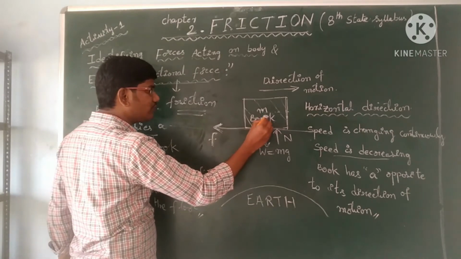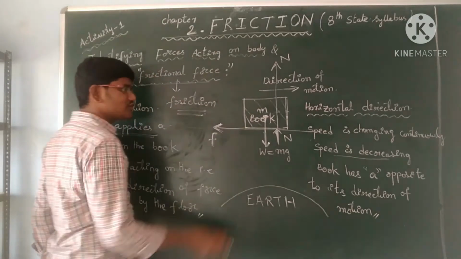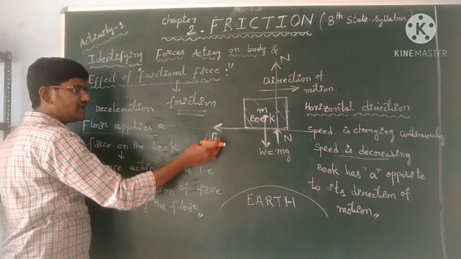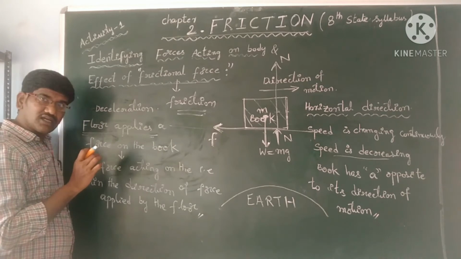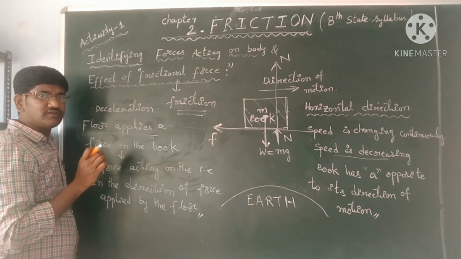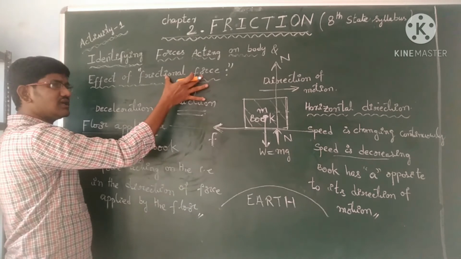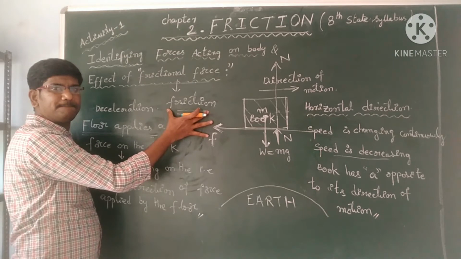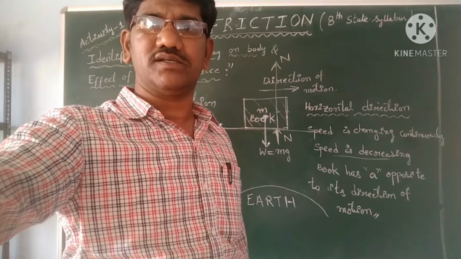Because out of the three forces, weight is in the downward direction and normal reaction upward, so they are balanced, and this force is not balanced, it is an unbalanced force. Out of all these forces, the net force is in the direction of the force applied by the floor, opposite to the direction of motion of the book. So that force we call frictional force, and that frictional force only stops the book, also called friction. So we can see another activity, next concept.